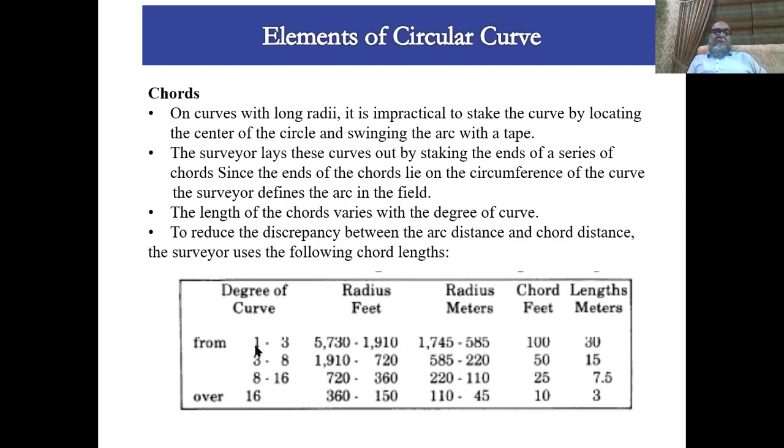If you have a degree of 1 to 3, you will use a 100-foot chord or 30-meter chord. If you have 3 to 8 degrees, you will use a 50-foot chord length or 15 meters. If you have a higher degree of curve, then the chord length will be 25 feet and the length in meters will be 7.5. And if you have a degree of curve greater than 60, then the chord length will be 10 feet and the length will be 3 meters. This chord length will be defined to you in the last part of this lecture.